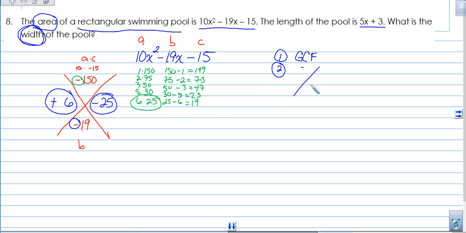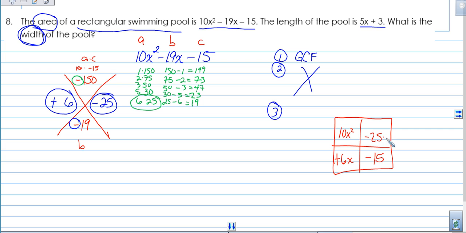Now, there's two ways that we can finish the factoring problem. If you like the box method, stick with this. If you don't like the box method, wait till after I finish, or fast forward past the box method, and you'll see your alternate method. So with the box method, you'll see that we put the 10x squared in here, the negative 15, the plus 6x, and the minus 25x.